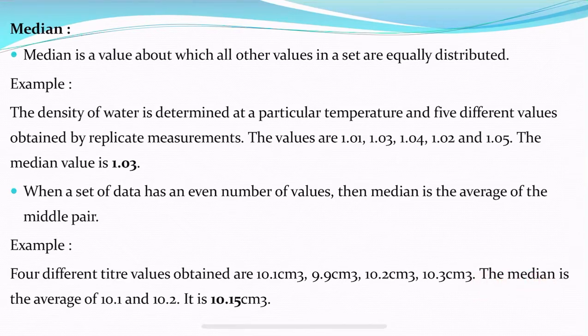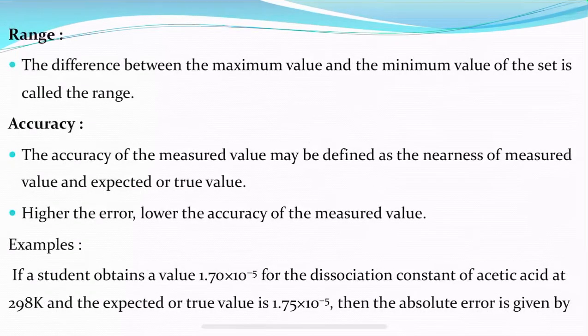Next, suppose 4 different titer values are obtained, that is 10.1, 9.9, 10.2, 10.3 centimeter cube. Then the median is the average of 10.1 and 10.2. The average of 10.1 and 10.2 is 10.15 cm cube. So this is how we are going to understand and calculate the median.